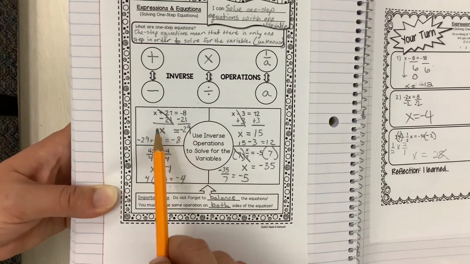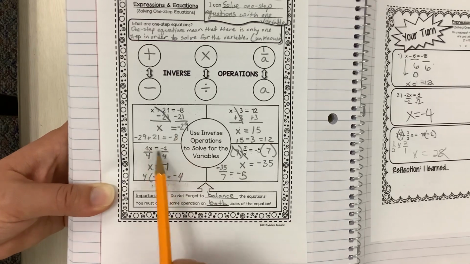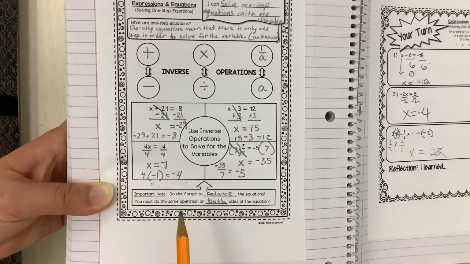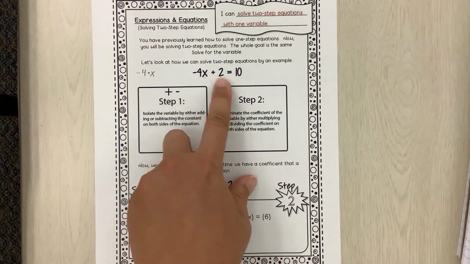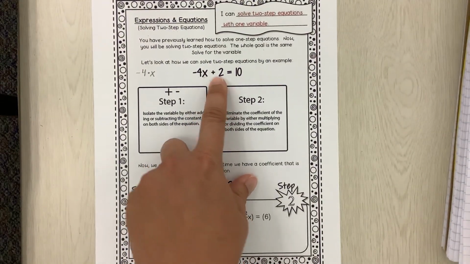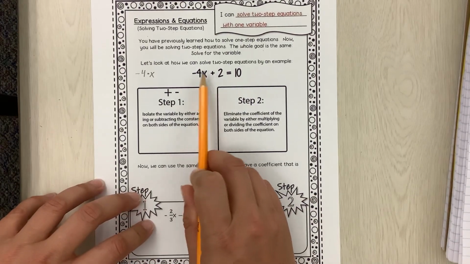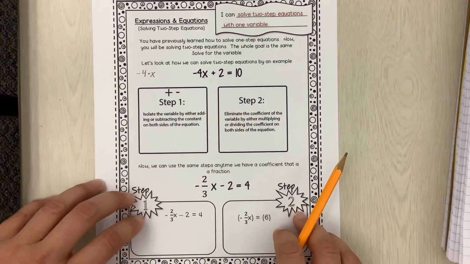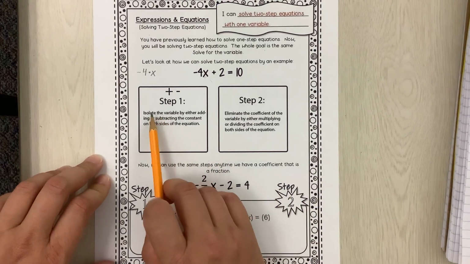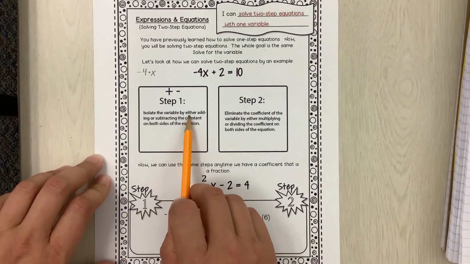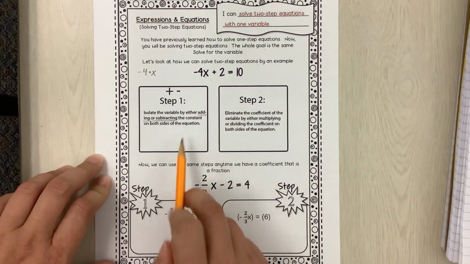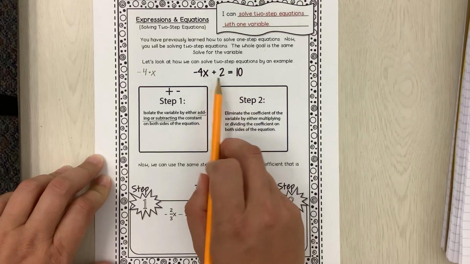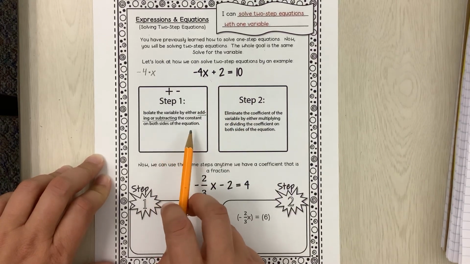All we had to do was one thing to get x's answer. One thing. So that's why it was a one-step equation. Now we are working on two-step equations. There are two things we're going to have to do to get x by itself on this side of the equal sign. So let's talk about how we do that. Step 1, isolate the variable by either adding or subtracting the constant. A constant is a number without a variable, so this positive 2 here, on both sides of the equation.